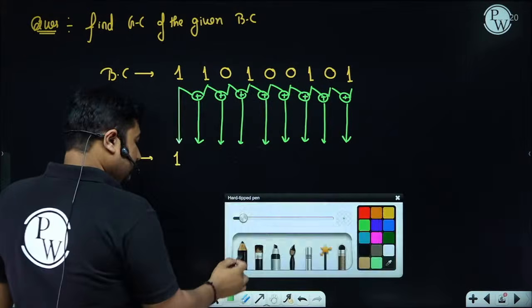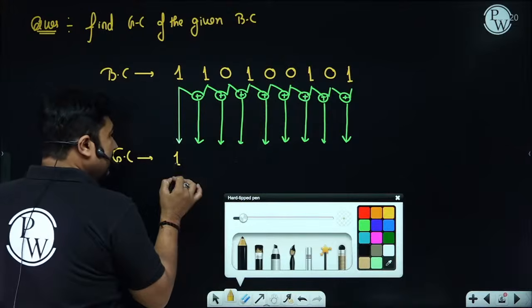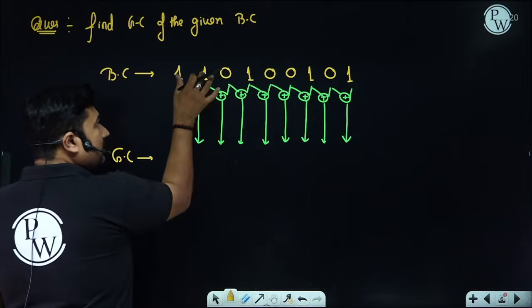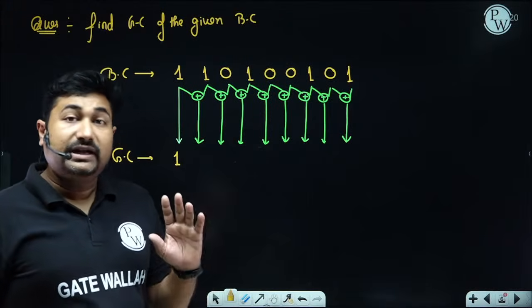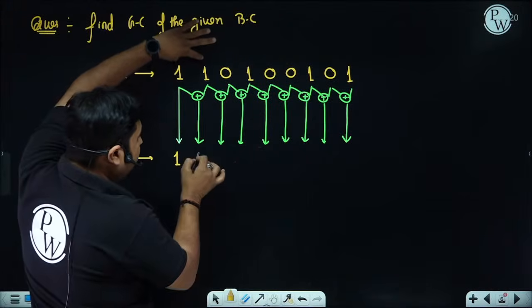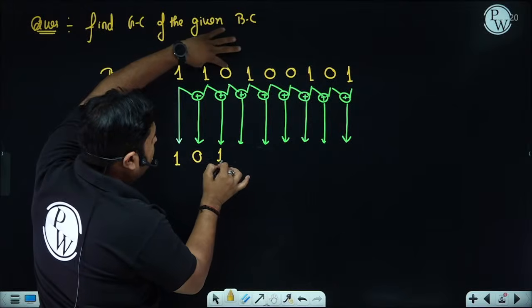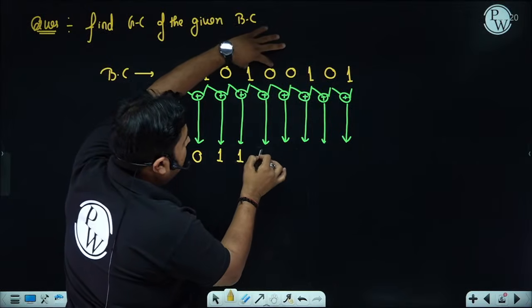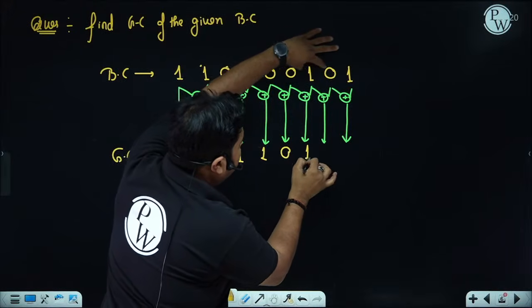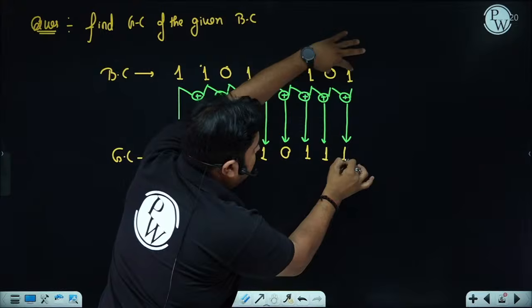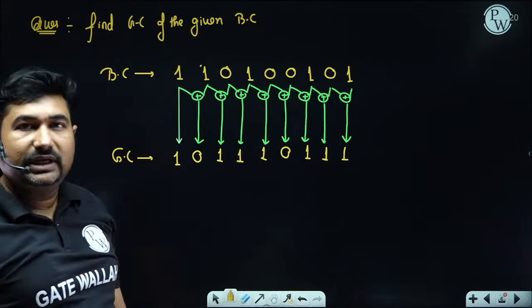So please observe this one as it is. For the same bits, the XOR gate is available with two inputs only, and the output is high whenever the inputs are different. So here for same we get 0, for different we get 1, for different 1, for different 1, for same 0, for different 1, for different 1, for different 1. So this is the gray code of the given binary code.